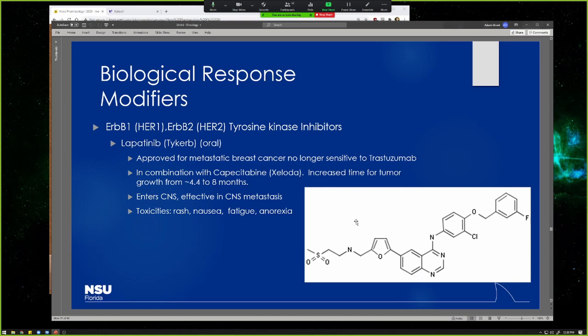Just another example here. Here's lapatinib. This one's going to be used for breast cancer as an example. And you'll see some of these drugs are going to be beneficial if patients become resistant to other treatment. So if they continue to have progression of breast cancer despite being on another drug we'll talk about in a minute here called trastuzumab, then you can end up developing a resistance, and you can use this drug as an alternative there.